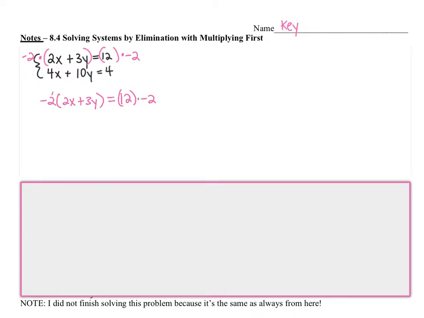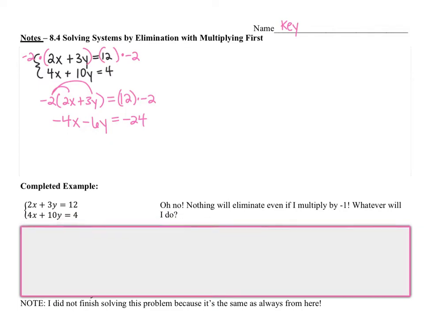So then when we do that, -2 times 2x is -4x. -2 times 3y is -6y. And then on the right side, 12 times -2 is -24. So that's our first step that I have written down there on the completed example.